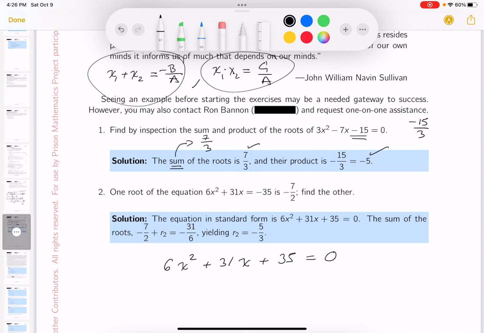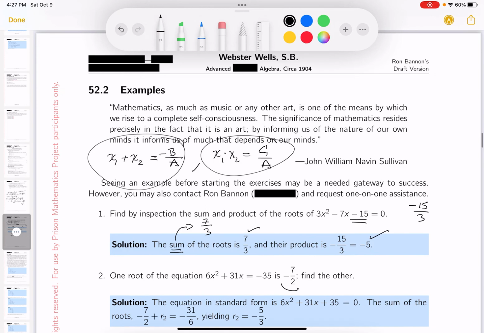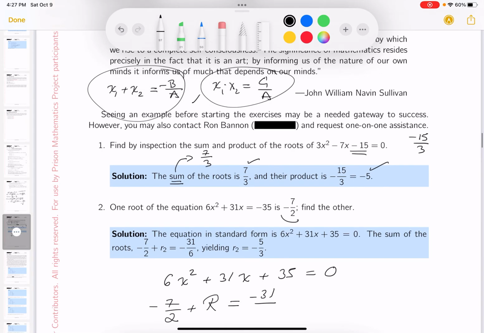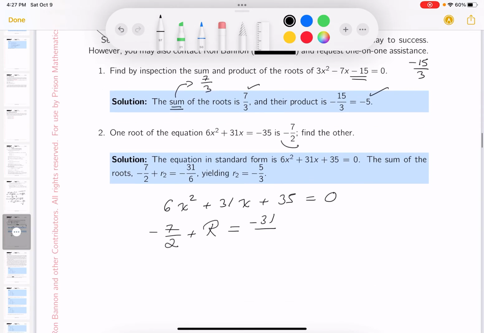Now, what do I know? I just know one root now, right? But that's going to be this thing over here. So let me write this down. So minus 7 halves plus, I'm just going to call it r. It's the other root. Well, what's the sum of the roots going to be equal to? Well, it's going to be minus b. What's minus b? Minus 31 over the a. What's the a? The a is 6.